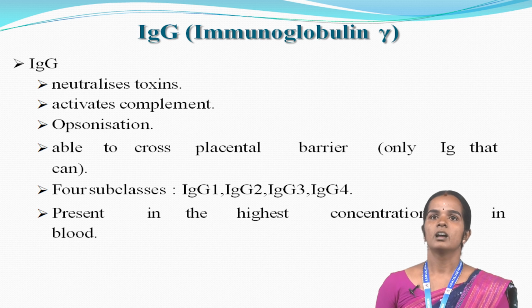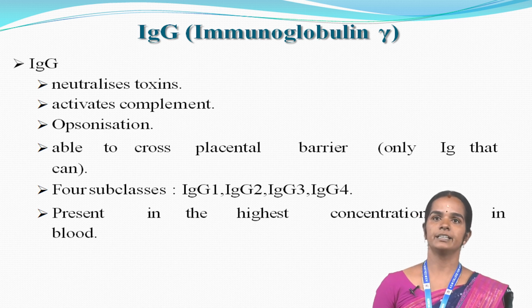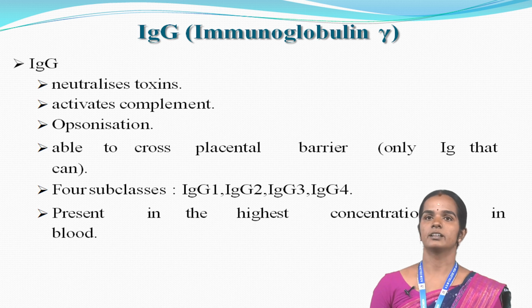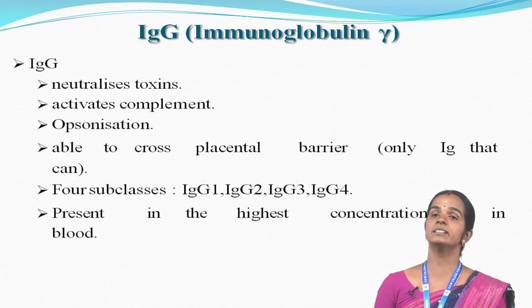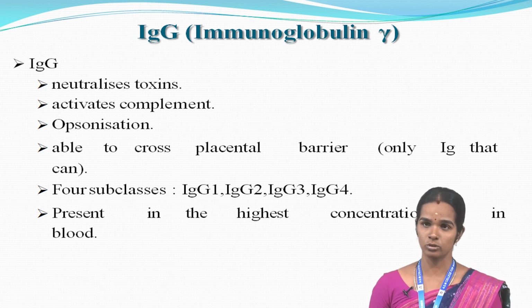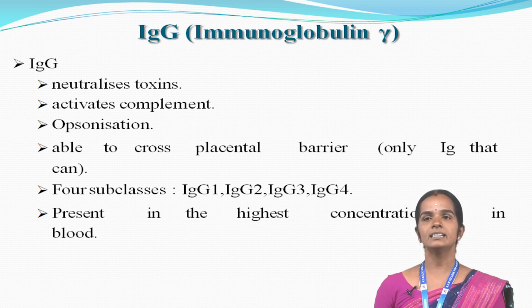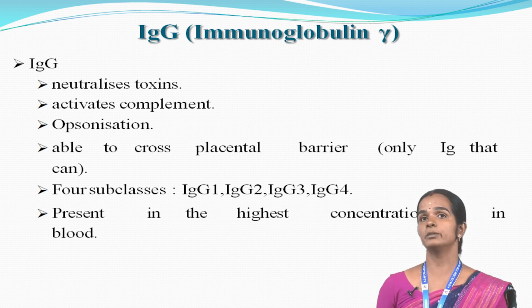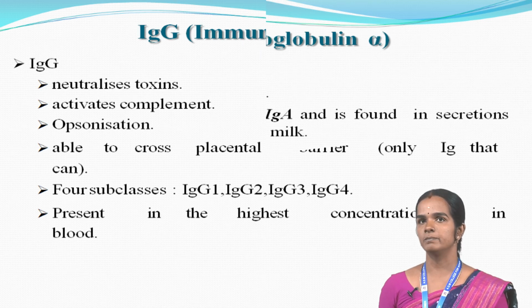IgG neutralizes toxin. It is a complement activating component. It is involved in opsonization. It is able to cross placental barriers. It has 4 subclasses: immunoglobulin G1, G2, G3 and G4. Immunoglobulin G is present in the highest concentration in blood.